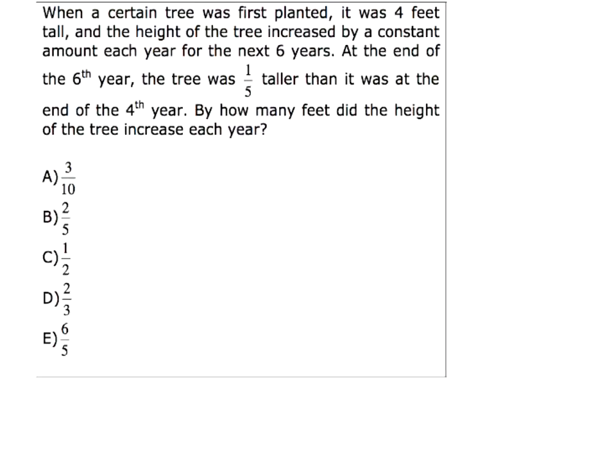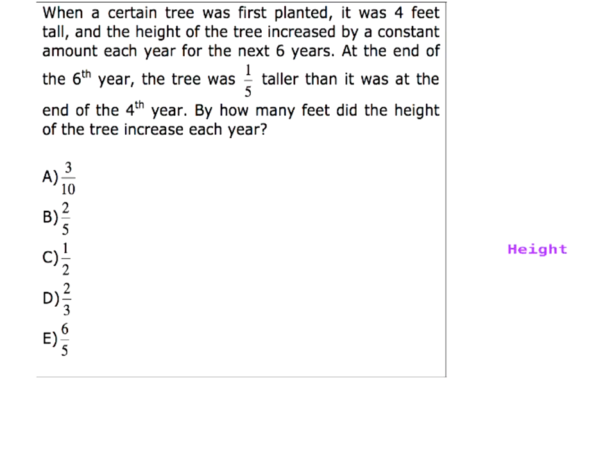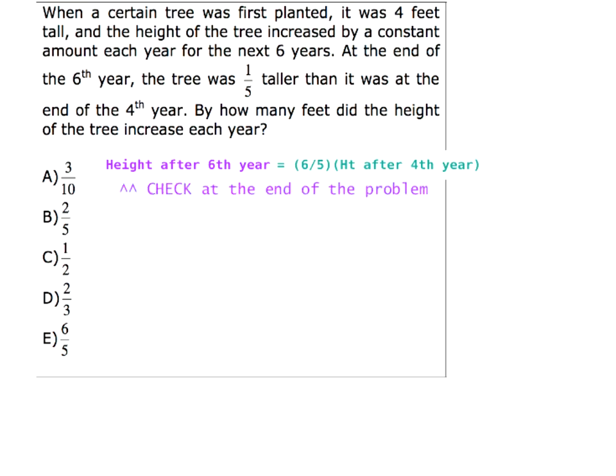And then here's what we just figured out on the last page. The height after the 6th year has to be 6/5 of the height after the 4th year. If you were going to do algebra here, this would be what you would set up as your equation. But if you're going to back solve, this is what you're going to check at the end of the problem. So this is going to be your check. So let's just try to back solve from some choice. Might as well start in the middle because 1/2 is a really nice number too.